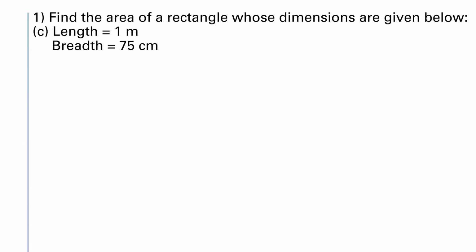The next is question number C. Find the area of a rectangle whose dimensions are given below. Length is equal to 1 meter and breadth is equal to 75 centimeter. Let's write the solution.